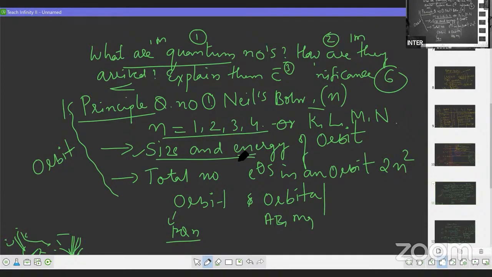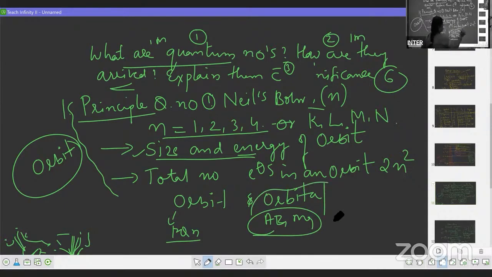Principal quantum number will tell you about the size and energy of the orbit. Whereas azimuthal quantum number and magnetic quantum number will tell you about the orbital shape, the configuration of the orbital, and the number of orbitals. Don't get confused. Please make it clear.